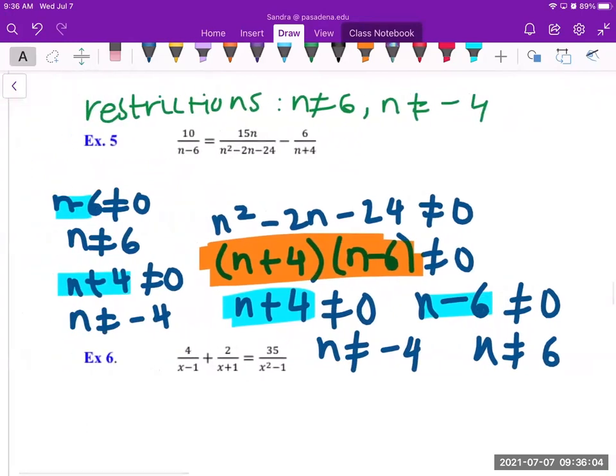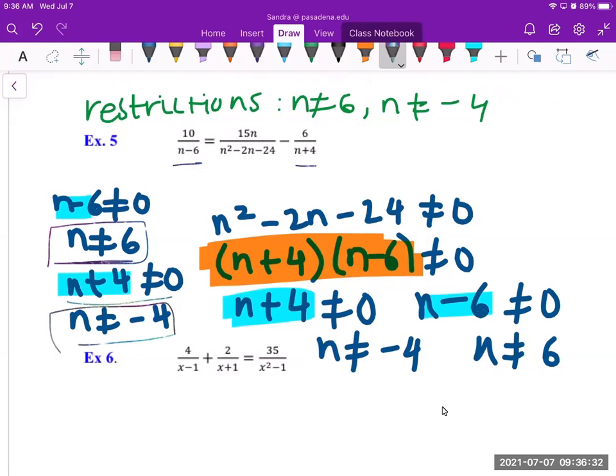Okay, so basically what you're going to do is get each denominator. In this particular case, your denominator here is n minus 6. We're going to solve n minus 6 equals 0, and we say n cannot equal 6. We're going to get the other denominator, n plus 4, and we can see that n plus 4 cannot equal 0, so n cannot equal negative 4.